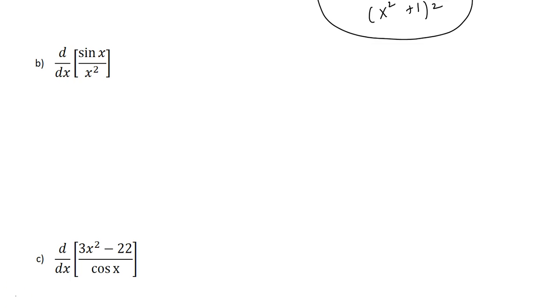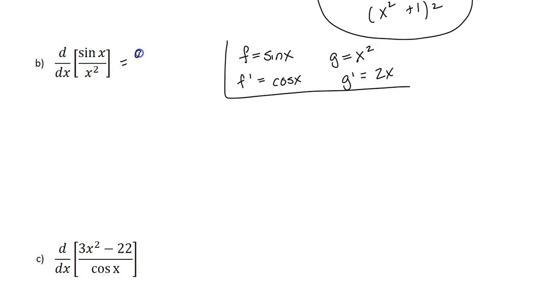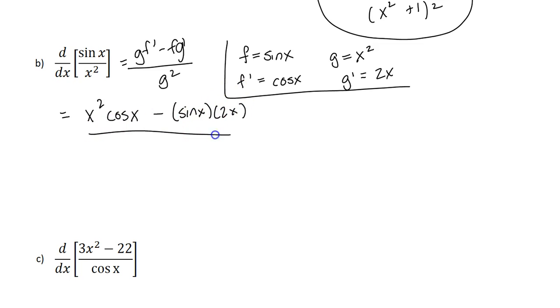Looking at the next one, we've again clearly got a quotient, sine of x divided by x squared. So we're going to let f be equal to sine of x, and we're going to let g be equal to x squared, which means f prime will be cosine of x, and g prime will be 2x. So we know that this is going to be gf prime minus fg prime divided by g squared. So that's going to be x squared cosine of x minus sine of x times 2x, all divided by x squared squared.